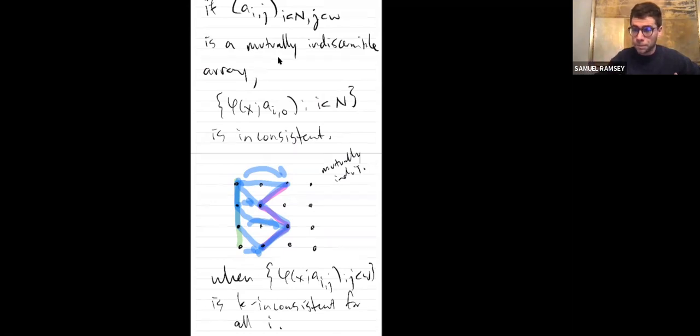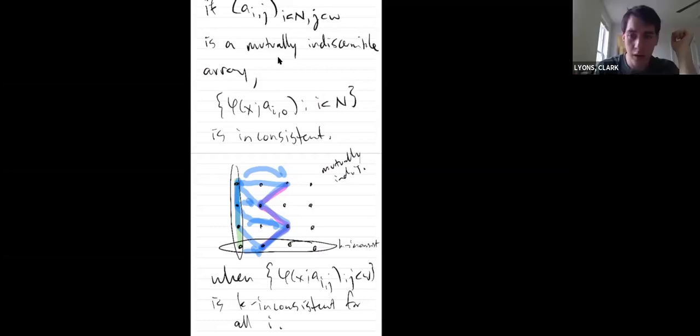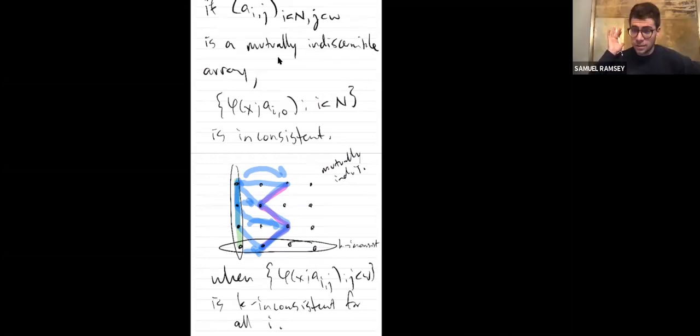Does everyone see that? So if I can find an array of height n where the rows are k inconsistent, so you know these rows here are k inconsistent, and the zero column is consistent, then that means that all of the ways of snaking through are consistent. And then by compactness, I can find via the arbitrary large approximations an infinite one, and that gives me TP2. That's exactly what TP2 says. Does that make sense? So n here might depend on k? Yes, n depends on k.